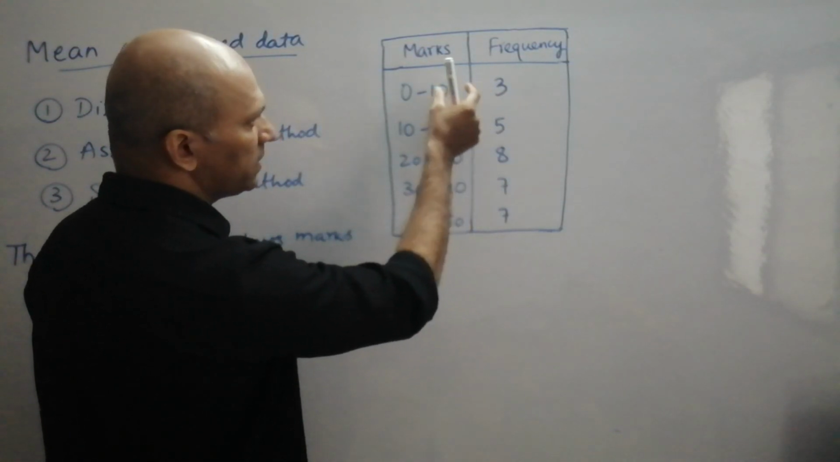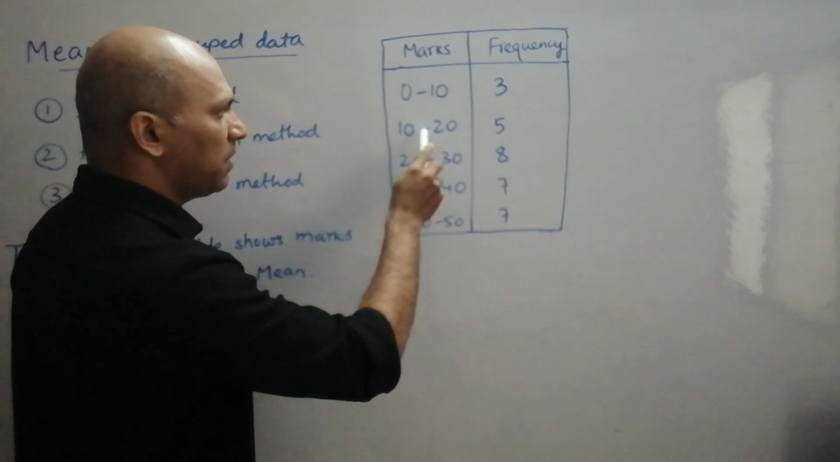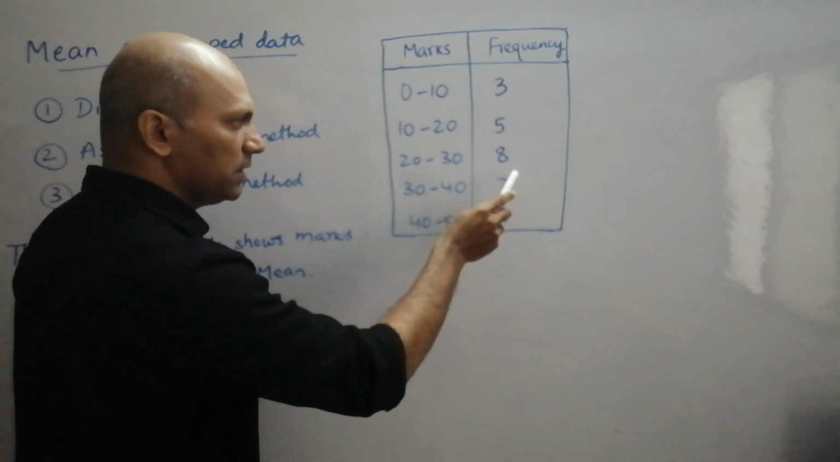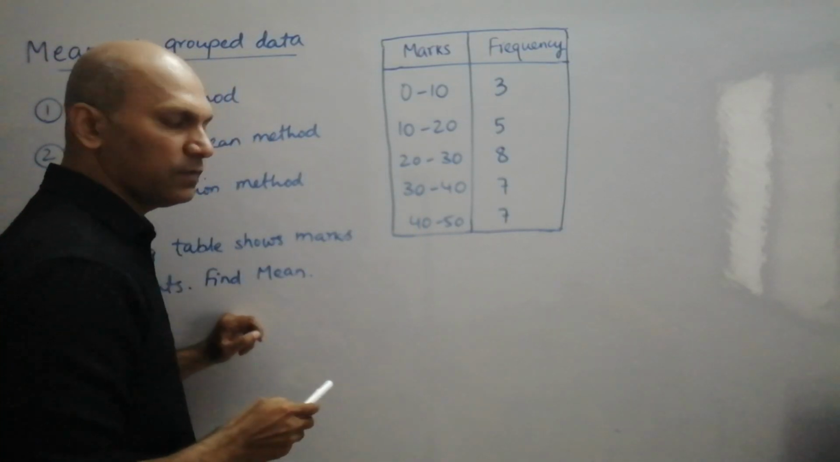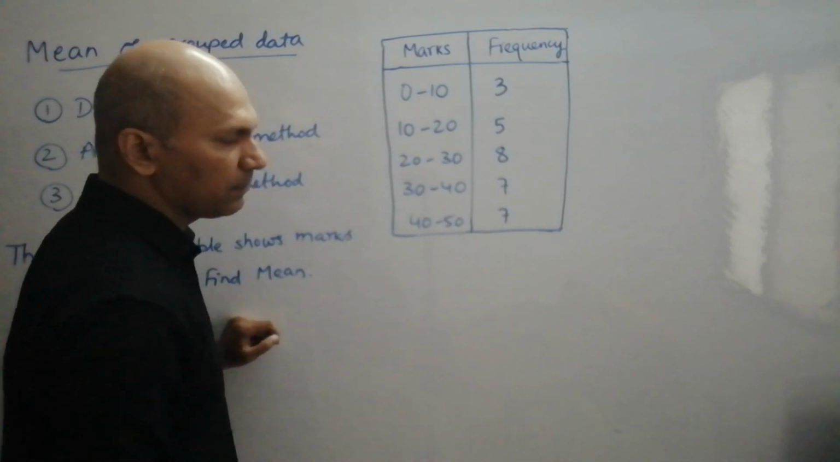So 3 students got marks from 0 to 10, 5 students got marks from 10 to 20, 8 students got marks from 20 to 30, 7 students got marks from 30 to 40, and 7 more students got marks from 40 to 50.